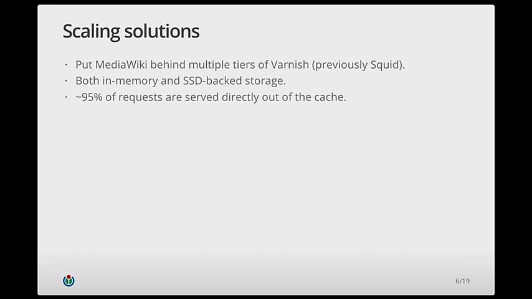The solution to the scaling problems are varied, but the most relevant one that I wanted to touch on is our heavy reliance on multiple layers of caching. We use Varnish, which is a reverse proxy and web accelerator. We were previously using Squid. We have multiple tiers. The outermost tiers use memory for storage. The layers behind them have persistent storage on solid-state drives. And as a result of that, 95% of requests are served directly out of the cache.